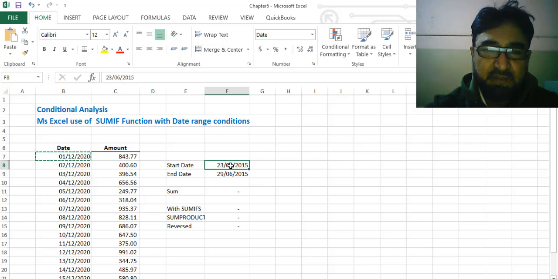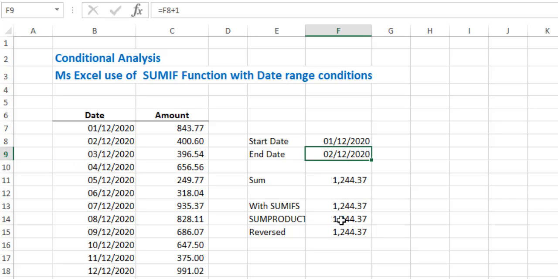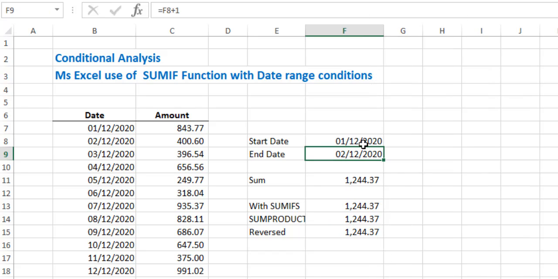This is my first date and this is my second date, and I got value here. You can see that I have total this data for the first December and 2nd December.